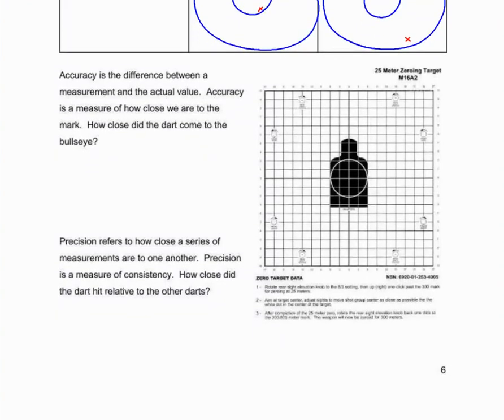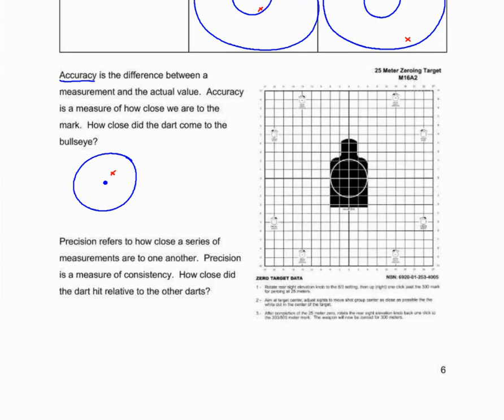So on the bottom half of the page, we're going to discuss what these actually are. Accuracy is the difference between a measurement and the actual value. Accuracy is a measure of how close we are to the mark. For instance, how close did the dart come to the bullseye? So let me draw, here's a target. Draw a little smaller. Here's a target. This is where the bullseye is, and we will say that the dart hits here.